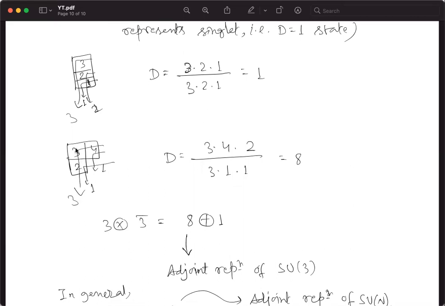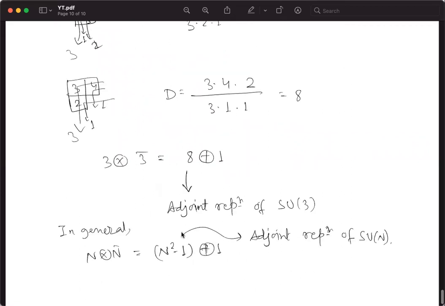People might sometimes get confused that for 3 dimension this is 3, for 6 dimension this is 6, and so on. But that is certainly not true. We have to look into the group, and then look into the value of N for SU(N), and then put that number here, and then follow the rule that horizontally you increase by 1 unit, downwards you decrease by 1 unit, and you calculate the numerator and denominator, you get 8. So 3 cross 3 bar is 8 plus 1, and this 8 is the adjoint representation of SU(3).